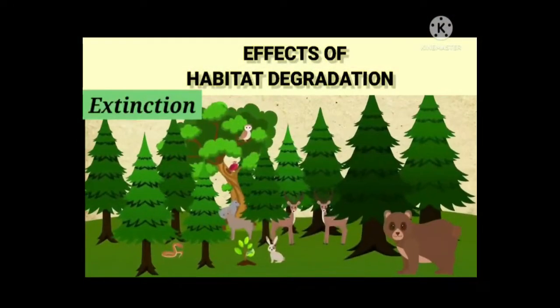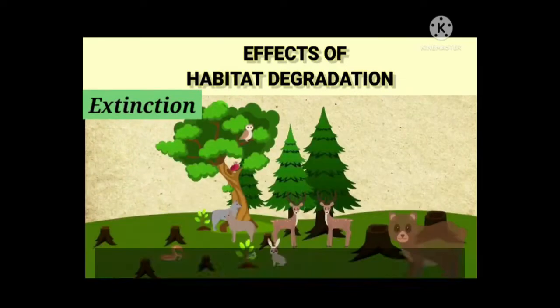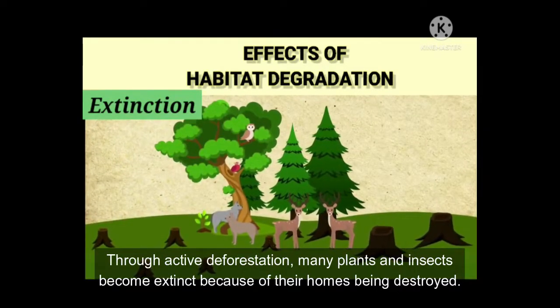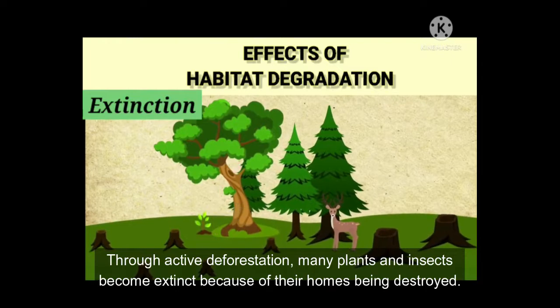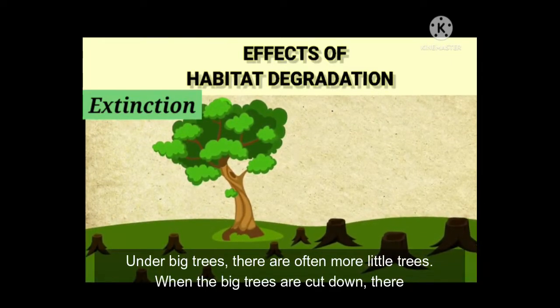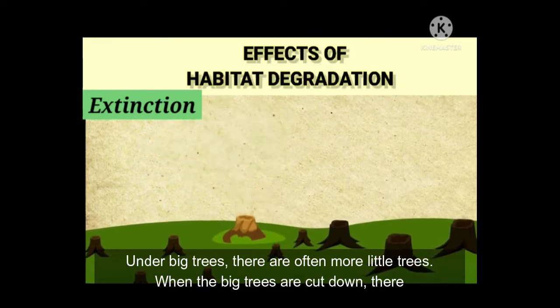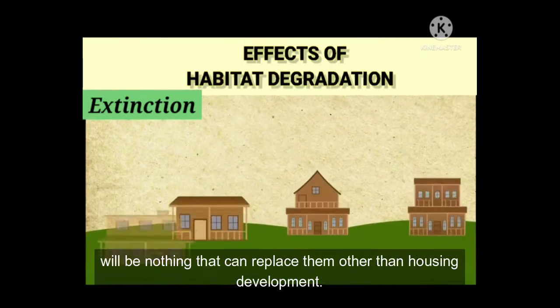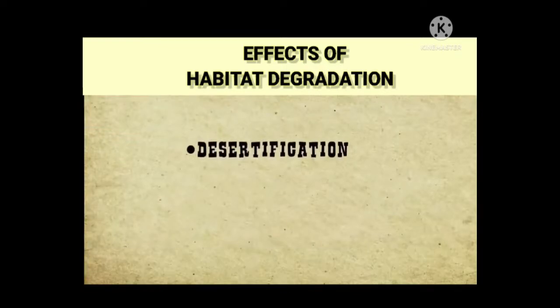The effects of habitat destruction. Extinction. Through active deforestation, many plants and insects become extinct because of their homes being destroyed. Under big trees, there are often more little trees. When the big trees are cut down, there will be nothing that can replace them other than the housing development.